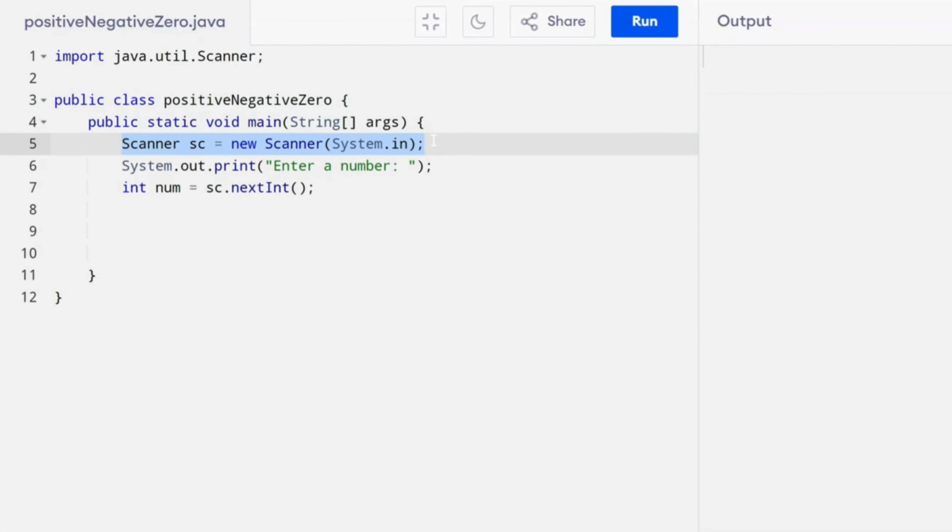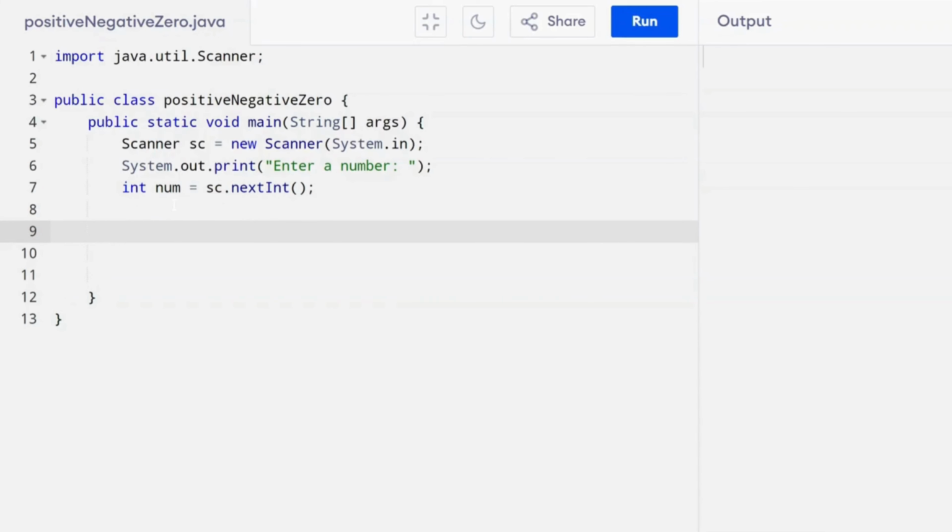So I read the conditions. Scanner is equal to that, and System.out.println, and int num, and thus the information is there. Why am I using num? So I store the information that the user has given in num. So let's move on to writing the code.